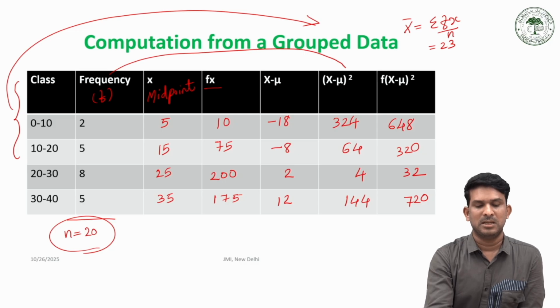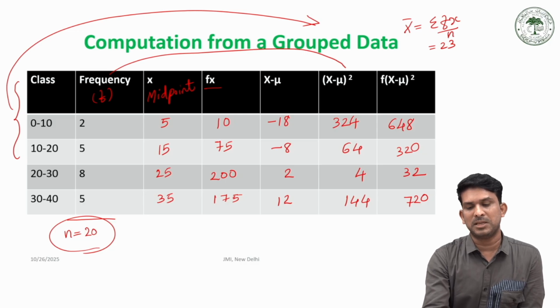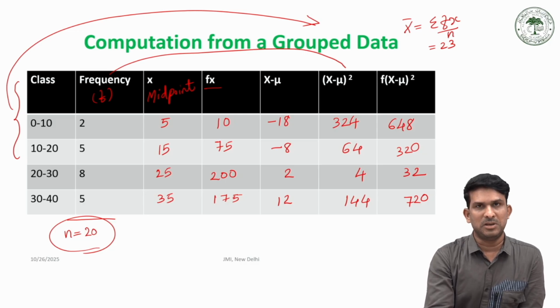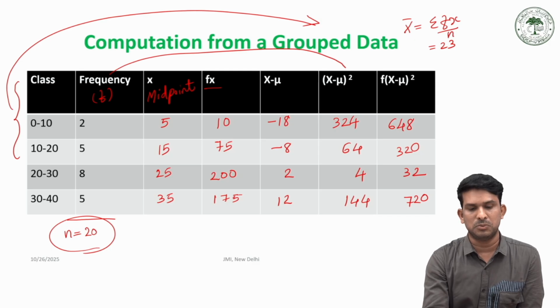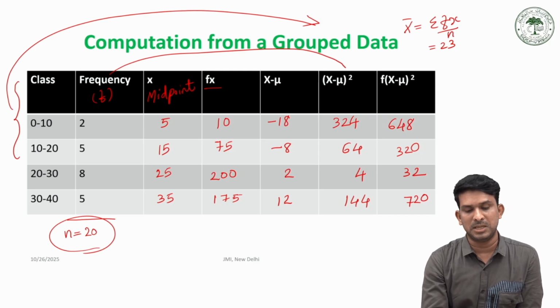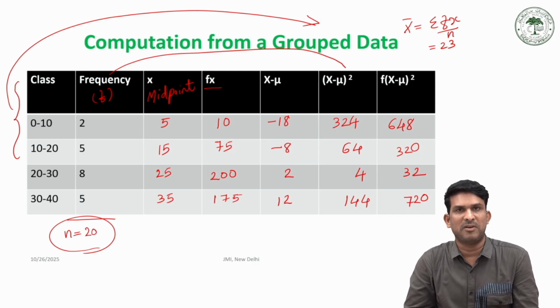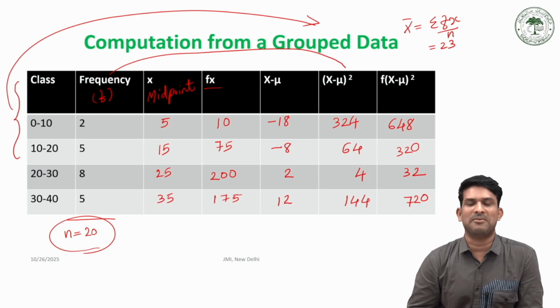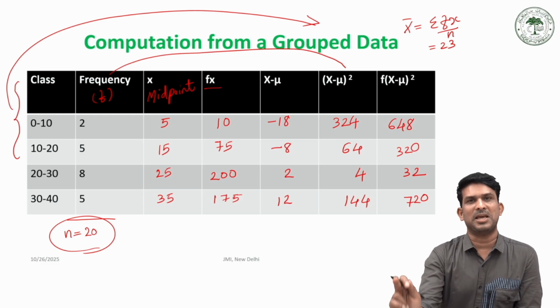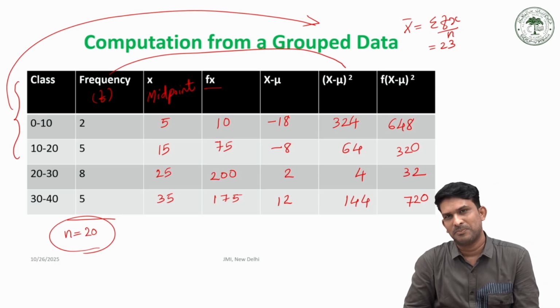Simple is minus. 15 minus 23 is minus 8. 25 minus 23 is 2. 35 minus 23 is 12. You got the value x minus x bar. Now next again we have to calculate x minus x bar the whole square.